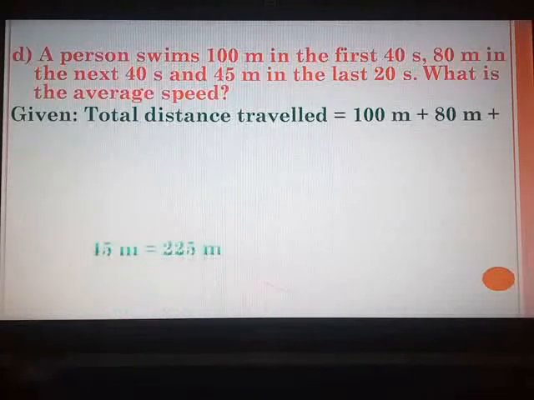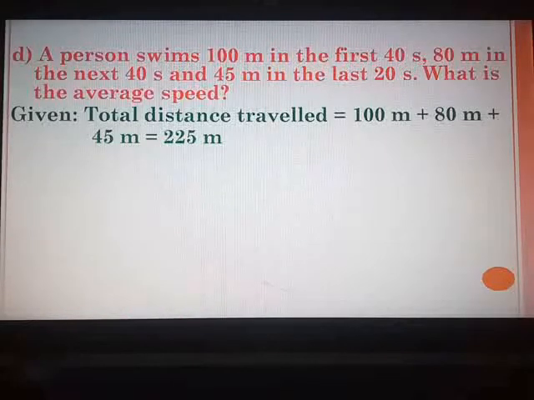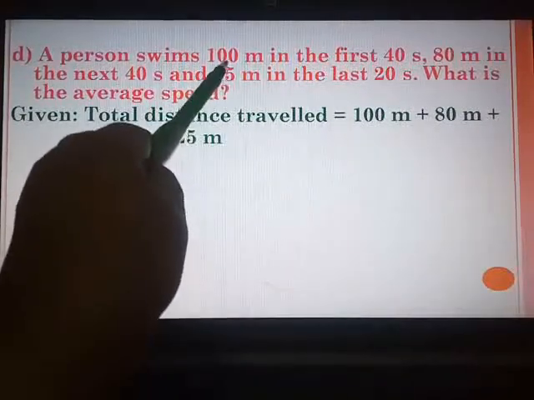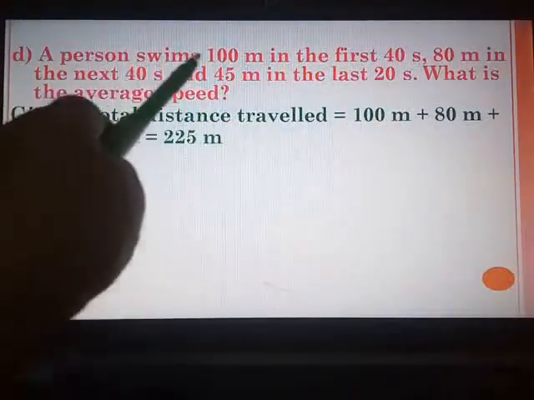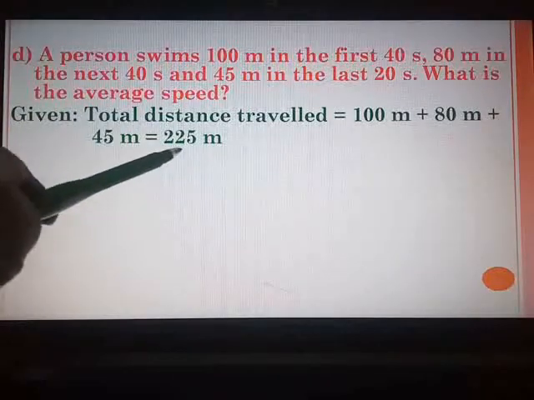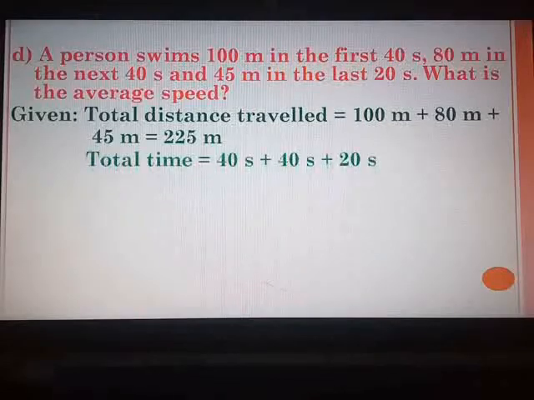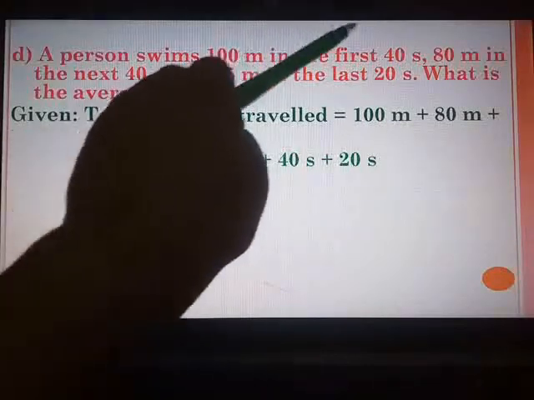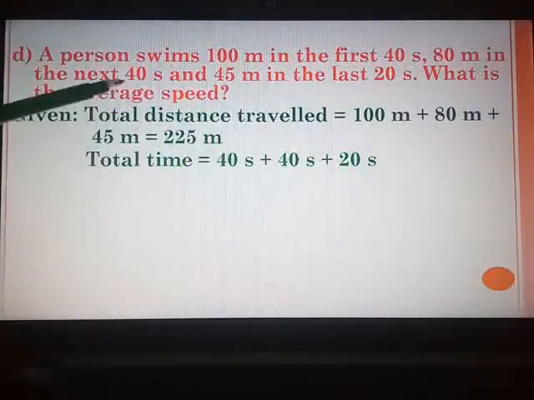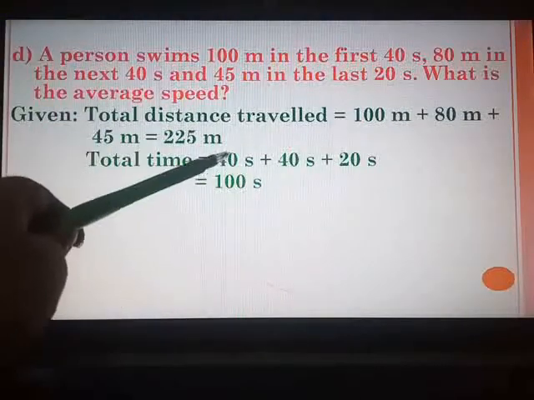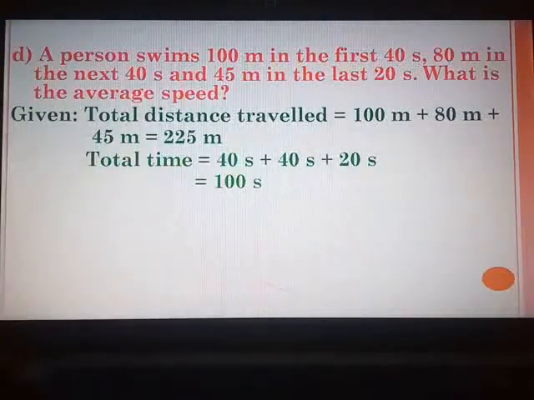First, you have to calculate the total distance travelled. So the total distance travelled is 100 meters plus 80 meters plus 45 meters. That comes out to 225 meters. Now the timing, total timing is first 40 seconds. So 40 seconds plus 40 seconds plus last 20 seconds. So 40 plus 40, 80 plus 20 comes out to 100 seconds.